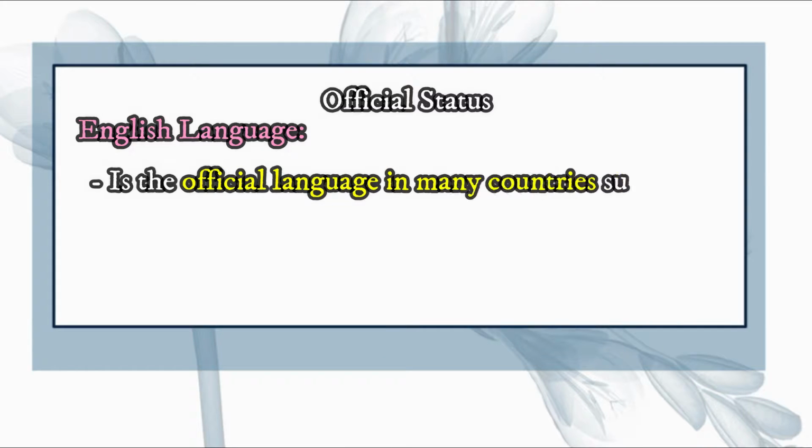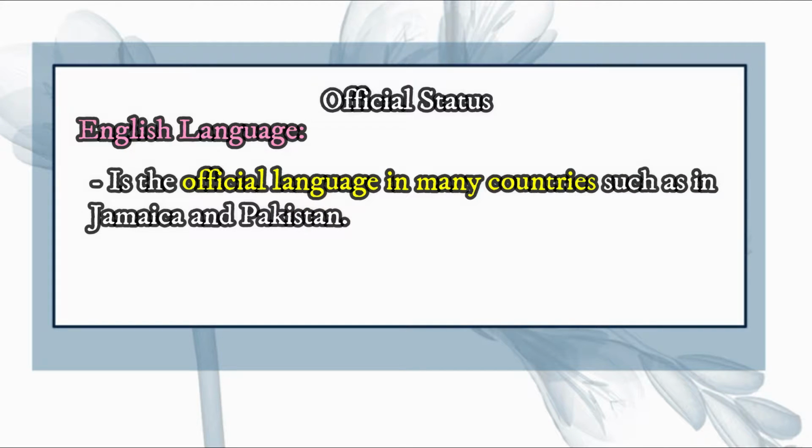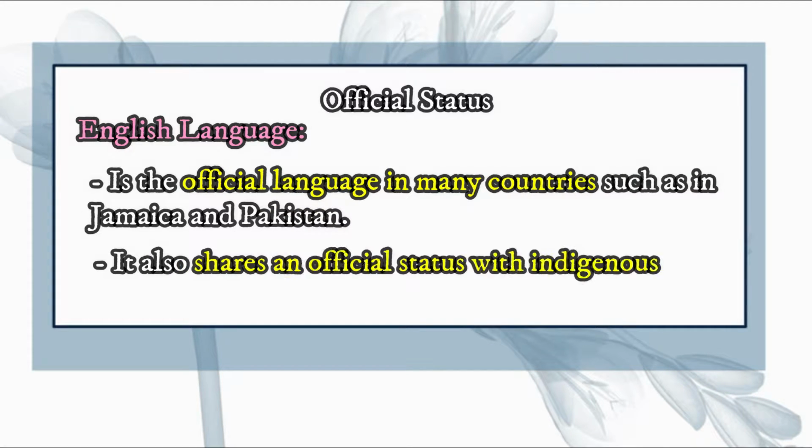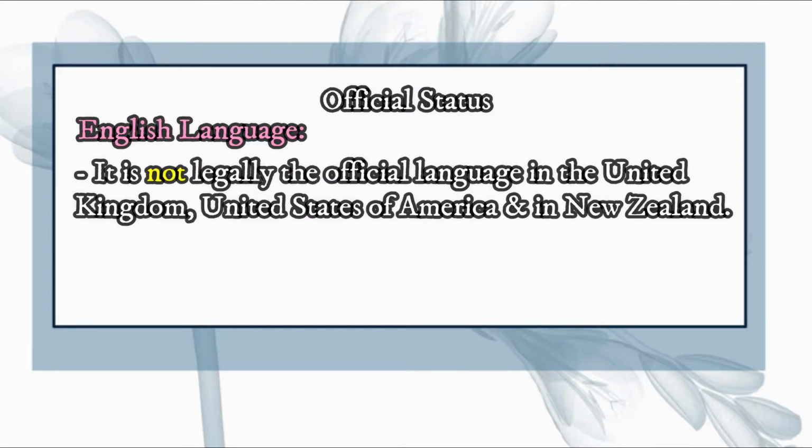Now, let's look into official status and minority languages. When we're talking about official status, the best example of this is the English language. English is the official language in many countries such as Jamaica and Pakistan. English also shares an official status with indigenous languages. Surprisingly, this language is not legally the official language in the United Kingdom, the United States of America, and New Zealand.